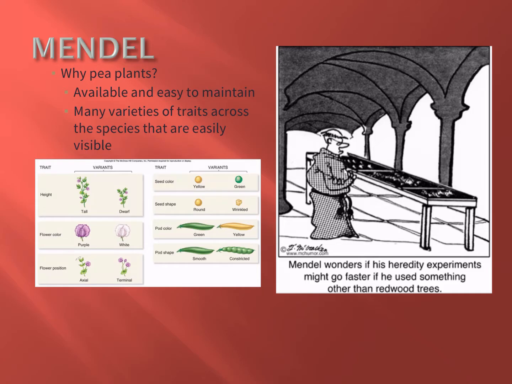So why did he use these pea plants? Well, the main thing is that they were available at the time, and they're very easy to maintain, very easy to grow, and there are many varieties or traits across the different species that are very easily visible. And so that's what we call a phenotype, or an outward appearance. So phenotype is the outward appearance.